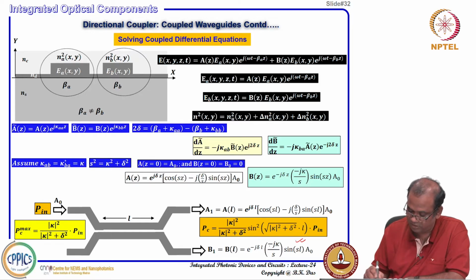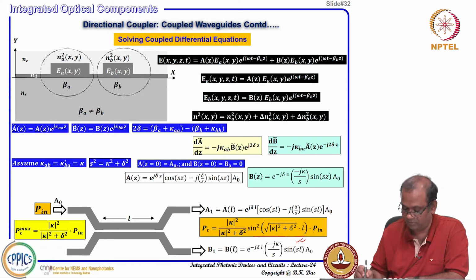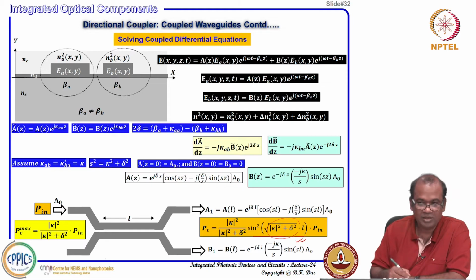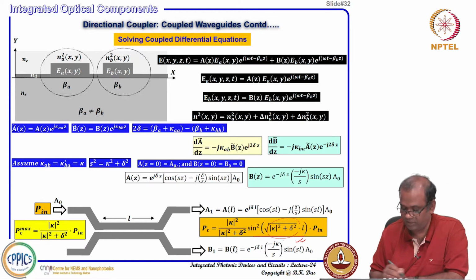You see this is sin square, so it will be varying if you increase your length. Depending on the length, this value will follow a sin square function. This is a constant for a parallel waveguide, kappa square, delta square, whatever the parameters. So the power coupled in the cross port is varying as a sin square with P in.